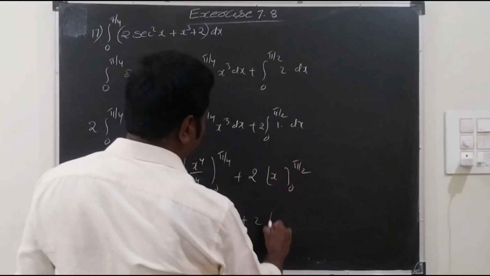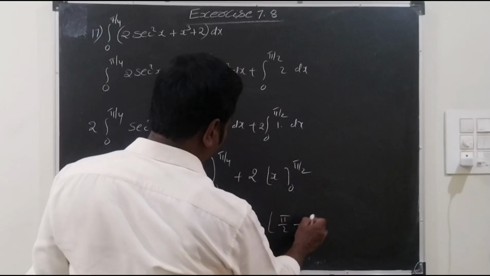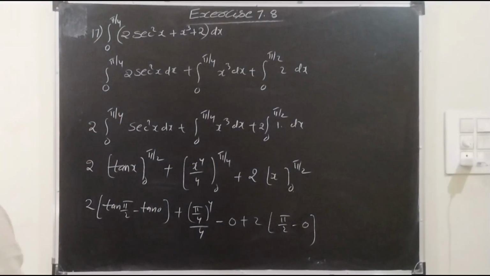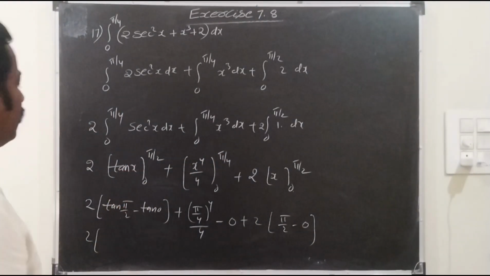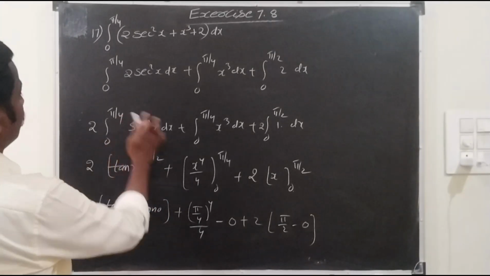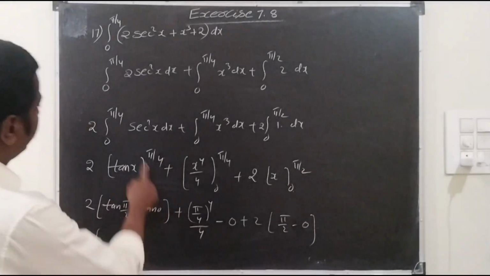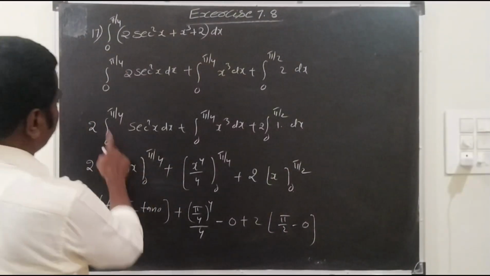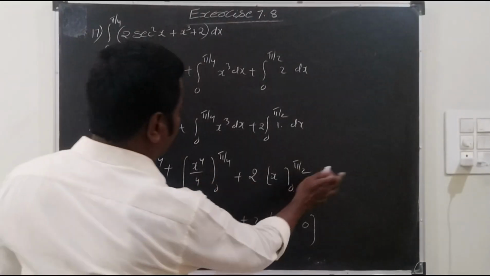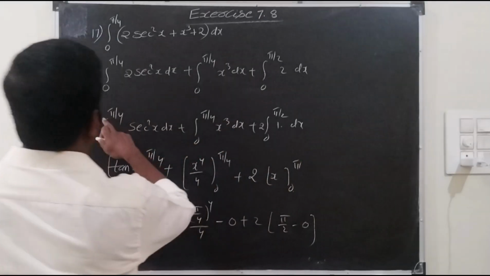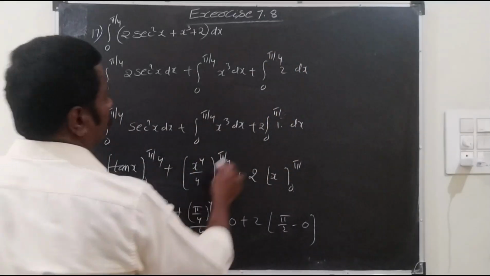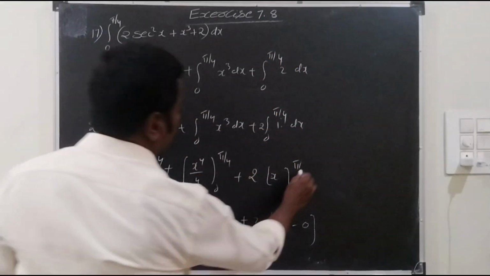2 into upper limit pi by 4 minus lower limit 0. If you write it or not, no problem, anyway 0. Then 2 into tan pi by 2, tan 90, we can write actually pi by 4. By mistake I wrote pi by 2. Now we have to apply upper limit pi by 4, and everywhere I applied pi by 4, here also pi by 4. The limits are 0 to pi by 4.